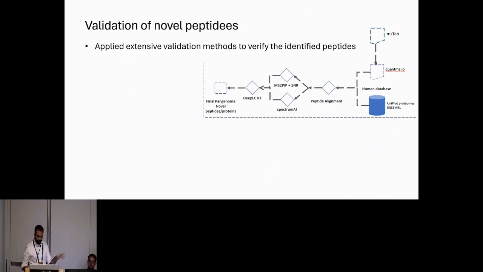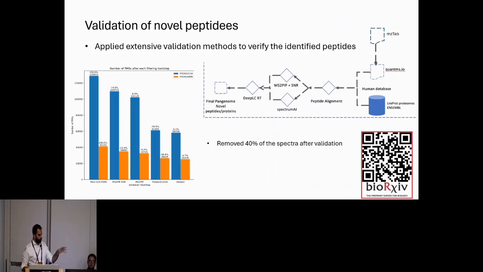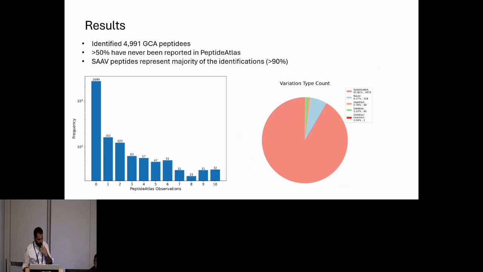And then finally, we get our list of peptides, and these are the number of peptides, or spectra actually, and then how many we remove at each step. So as you can see, with this validation, we remove about 40% of the total identifications, but we are still left with a good number of GCA peptides, and that is basically 4,991 GCA unique peptides. I think we have 80,000 or more spectra supporting this. And more than 50% of these have never been seen before because they were maybe not included in the databases where people were searching the mass spec data.